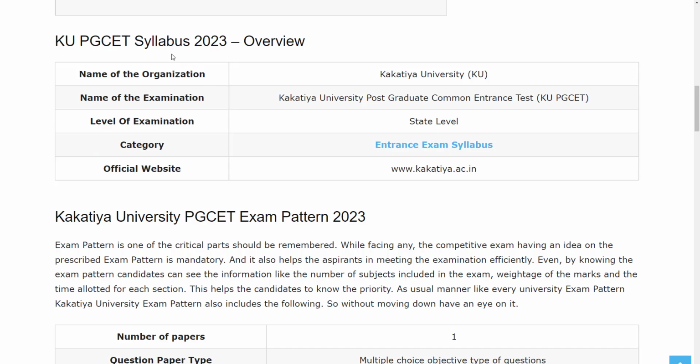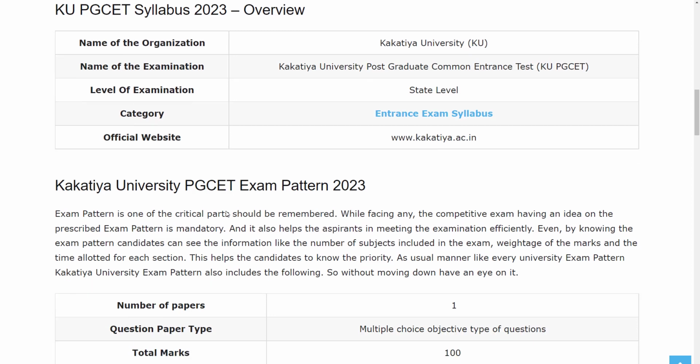Let's see the overview of the syllabus. The organization which is providing this exam is Kakatiya University and the exam name is Kakatiya University Postgraduate Common Entrance Test. Official website for this exam is www.kakatiya.ac.in.